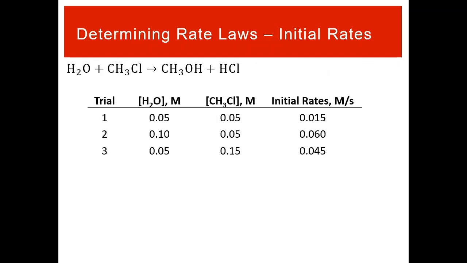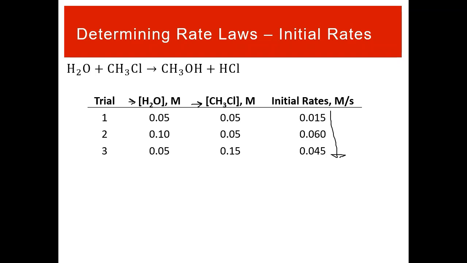I've got the reaction of H2O plus CH3Cl. That becomes CH3OH plus HCl. So we're going to do this reaction, and we run the reaction multiple times. What we do is we set up some initial concentrations. We set up an initial concentration of water and an initial concentration of CH3Cl, and then we measure the initial rate for those different trials.